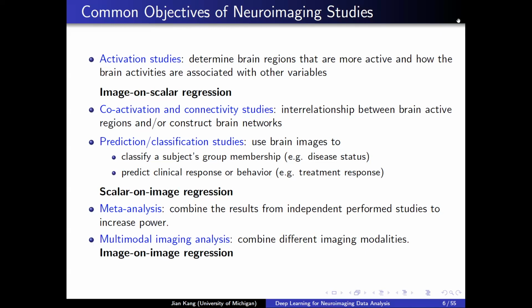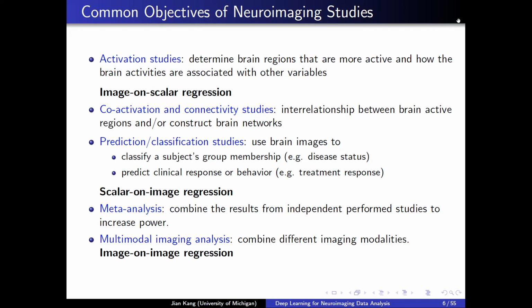Image on scalar regression tries to do activation studies, basically identifying which part of the brain is associated with certain covariates. Scalar on image regression is a prediction problem: constructing a useful prediction model using brain images to predict clinical status or treatment response. And image on image regression is more like multimodal imaging analysis. They study whether one imaging modality can predict another and help us understand the brain signal and activity mechanism. All these three regression analyses have been done using traditional statistical methods.